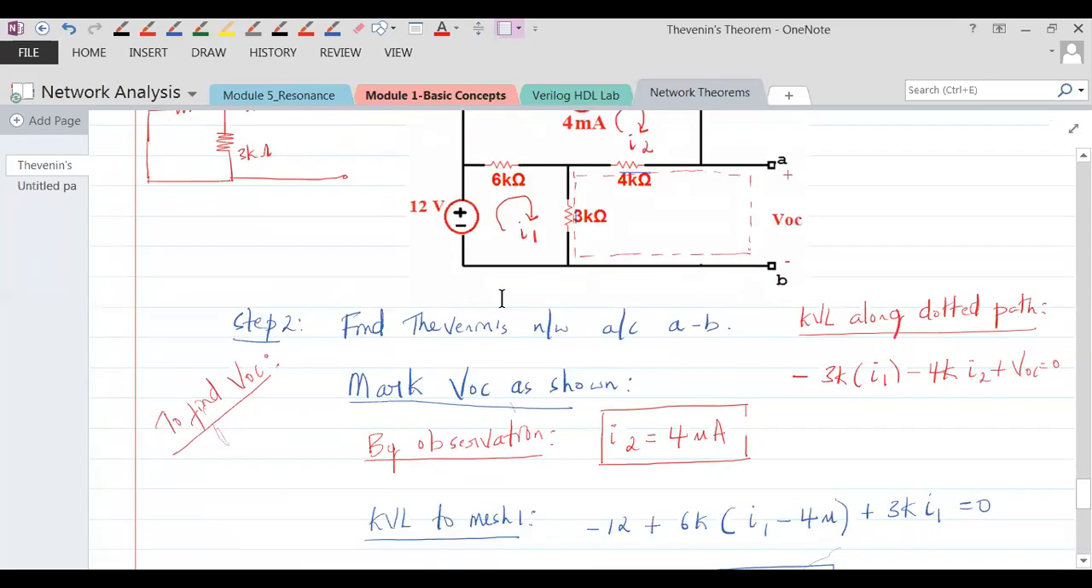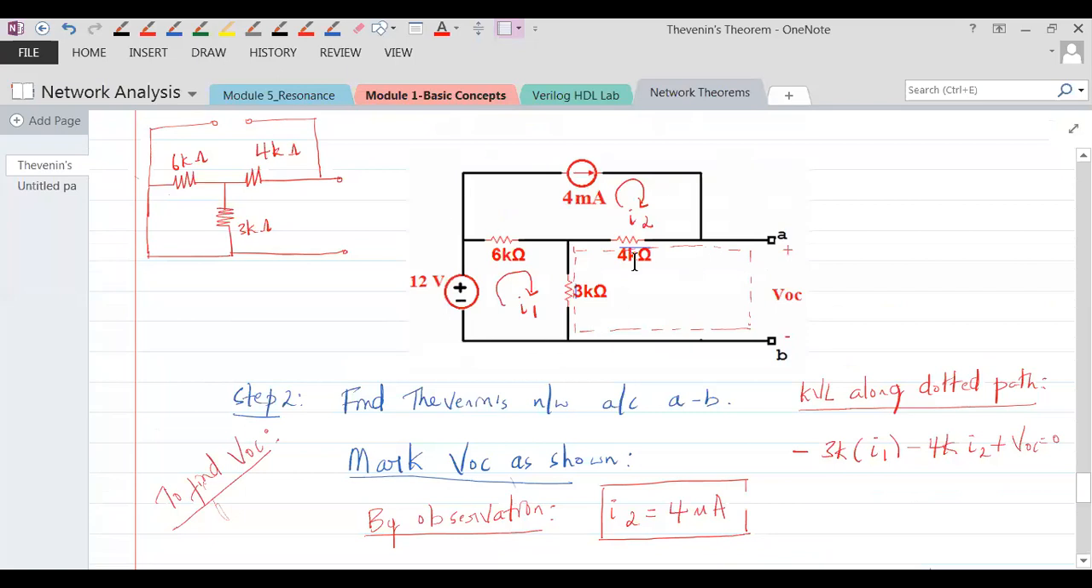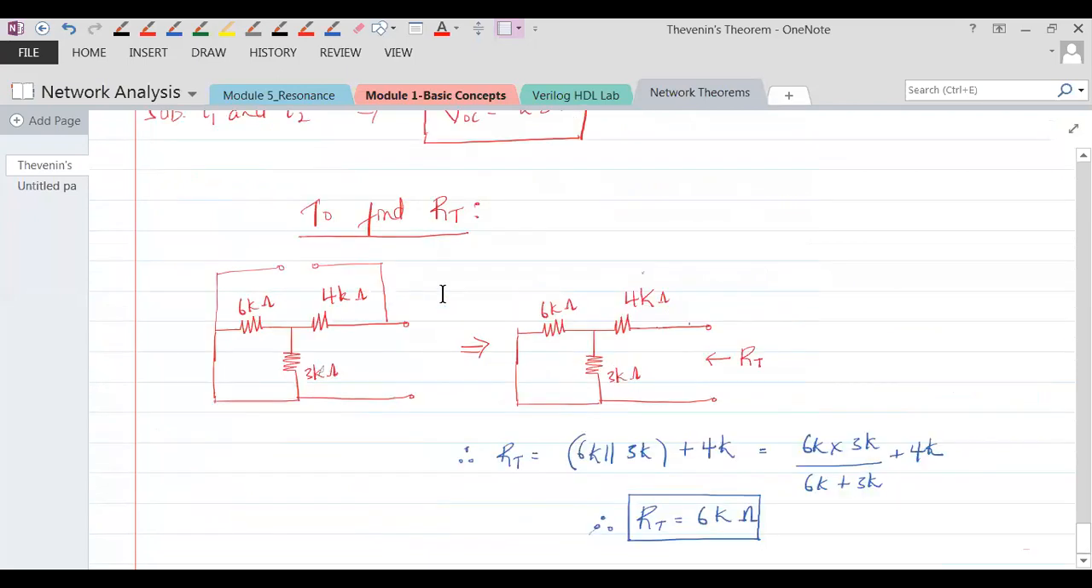Since no dependent sources are involved, what we can do, we have to open circuit 4 milliamps and short circuit 12 volts. See, this is open circuiting the current source. This is open circuiting the current source. Okay, here it is short circuiting the voltage source. Everybody understand that point? Okay.